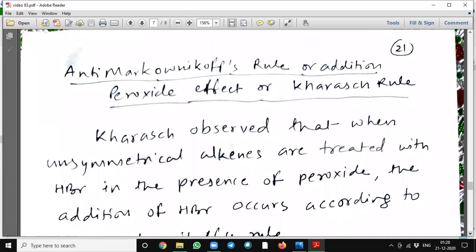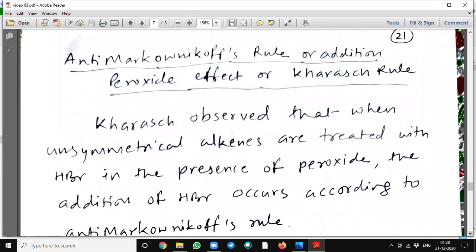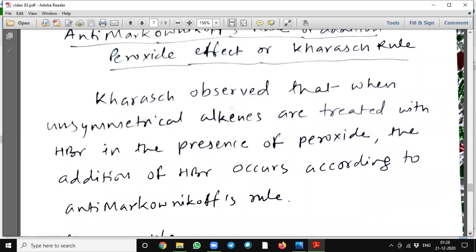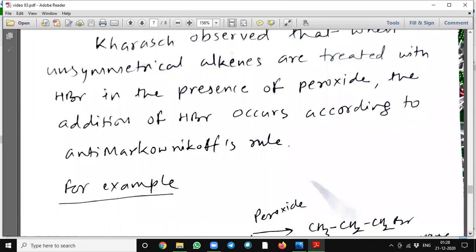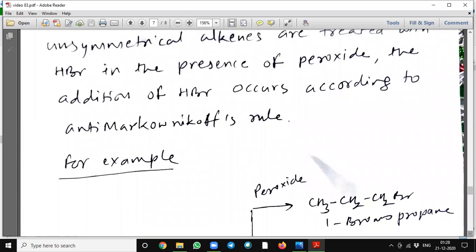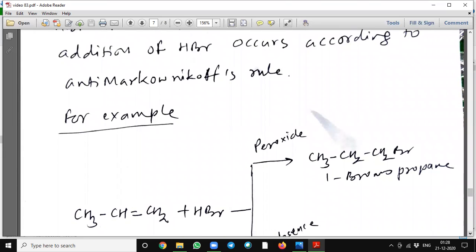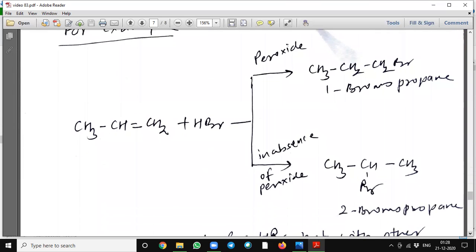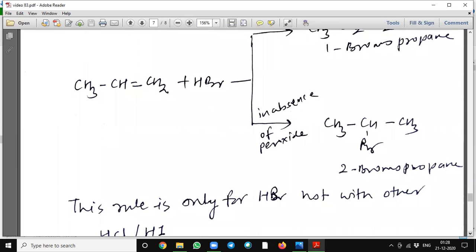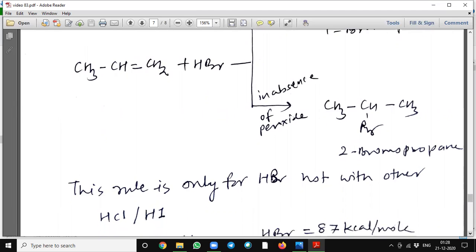Anti-Markovnikov rule, or addition of peroxide effect, or Kharasch rule. Kharasch observed that when unsymmetrical alkenes are treated with HBr in presence of peroxide, the addition of HBr occurs according to the anti-Markovnikov rule. See here, we will get 1-bromopropane, whereas in absence of peroxide, we will get 2-bromopropane.